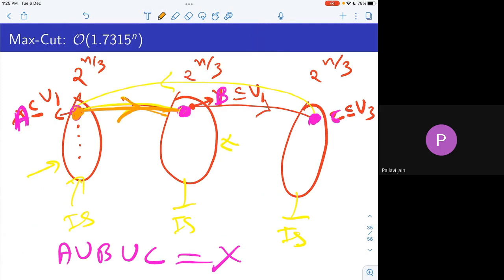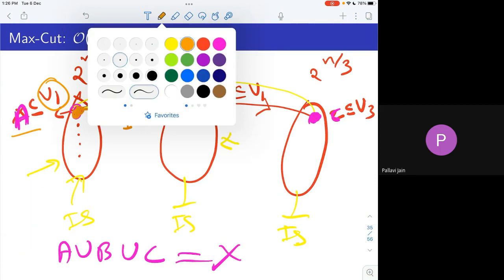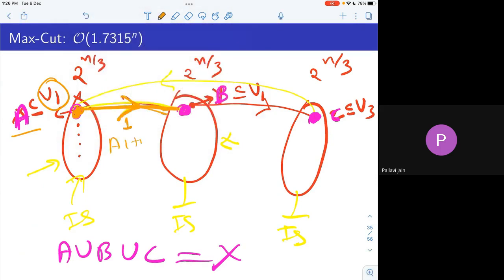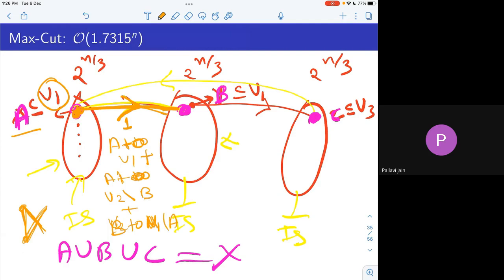What is the number of edges which are going out from A in the V1 part? So this will give A1 to V1 plus A1 to V2 minus B, sorry, A to V1, A to V2 minus B, plus A to ... so this cross edges, this edges, and this edges. So plus V2, V2, A minus V minus V1 minus A. Okay. So it is written here.